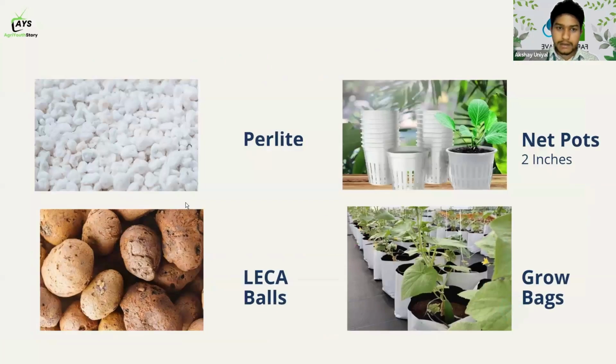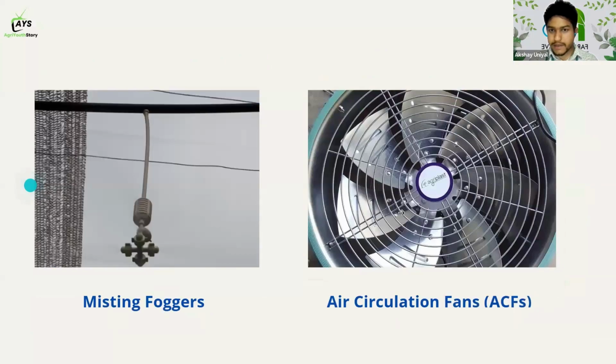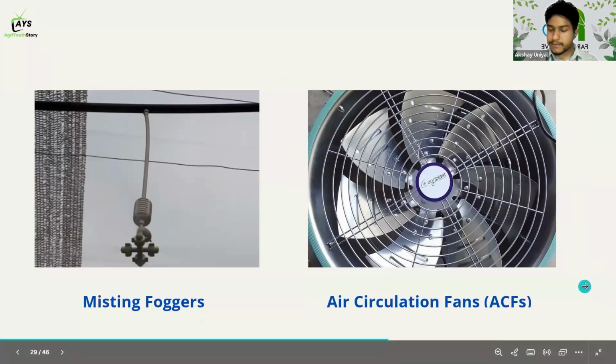So is it clear what we are doing with these two, the misting foggers and the air circulation fans? These are the two major ways: this is used to increase humidity and decrease the temperature, and this is used to maintain that humidity and temperature across the polyhouse. I hope this is clear.